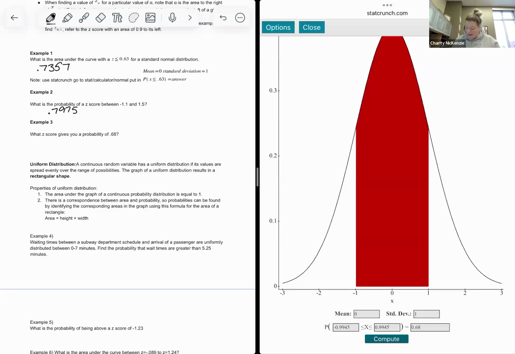But I can see it's between about -1 and 1, or negative 0.9945, which is less than or equal to z, which is less than or equal to 0.9945. So I specifically picked one of the numbers that we already know. We know if you're 1 standard deviation out, it's about 68% of your data. So that's one that we've known from the empirical rule from before. So you can get those same ones.